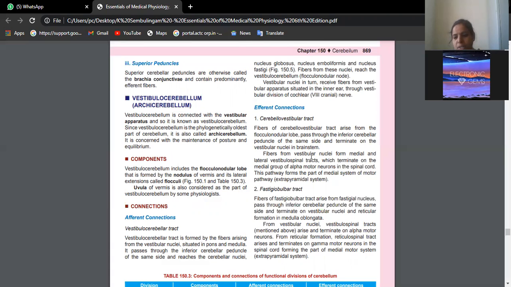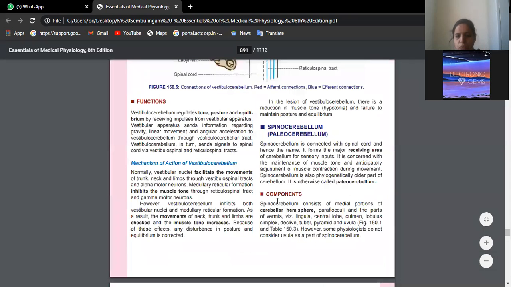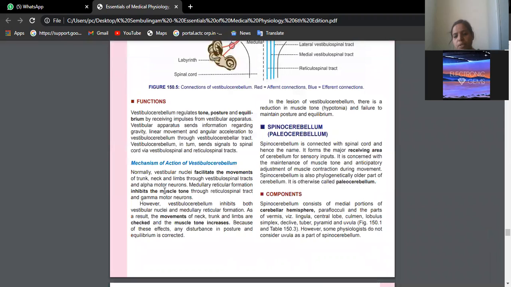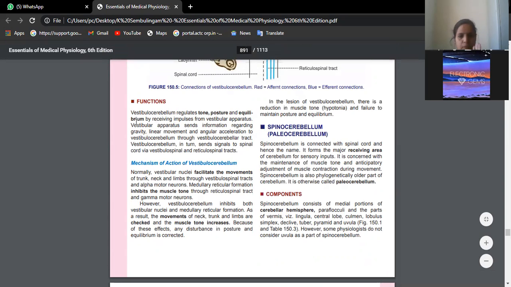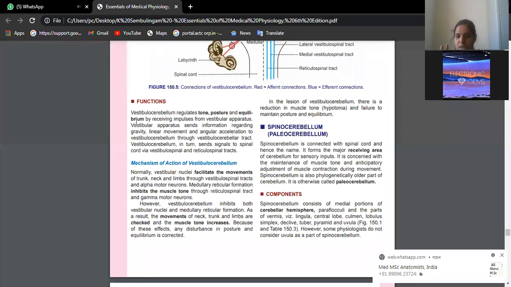Afferent and efferent connections are just elaborated. Then you have to come to functions. This you have to write in detail. You can put a tick in your textbook. Connections you can give in tabular form, but the functions of each, vestibulocerebellum, spinocerebellum, and corticocerebellum, we have to write in detail in physiology. Give first the blue and pink diagram, then the table of connections, then one of the diagrams showing the connections, then the functions of each of these three: vestibulo, spino, and cortico.